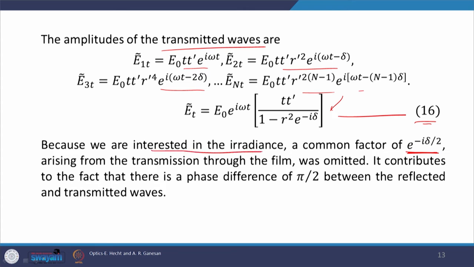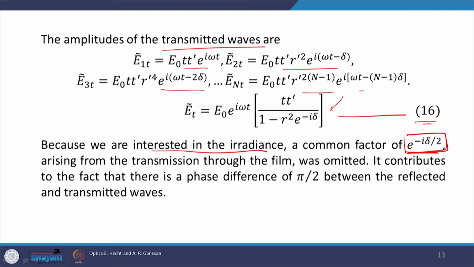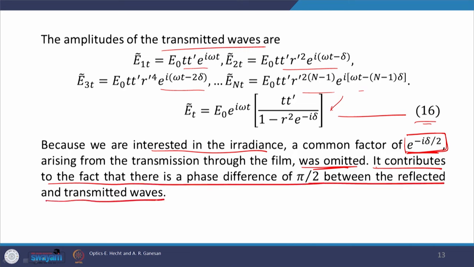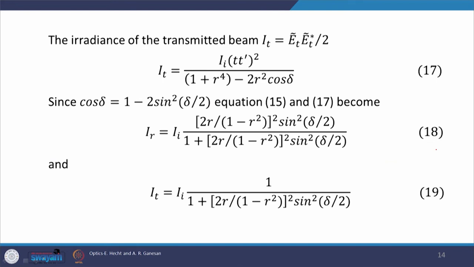Since we are interested in irradiance, we will multiply E_T with its complex conjugate. Therefore, the phase part will anyway go away, and this term is neglected here in equation number 16. It will not contribute to the irradiance, and it is deliberately omitted. It reflects the fact that there is a phase difference of pi by 2 between the reflected and transmitted wave. Only there does this phase part appear, but while considering irradiance or intensity, it has no meaning, and therefore it is deliberately omitted.